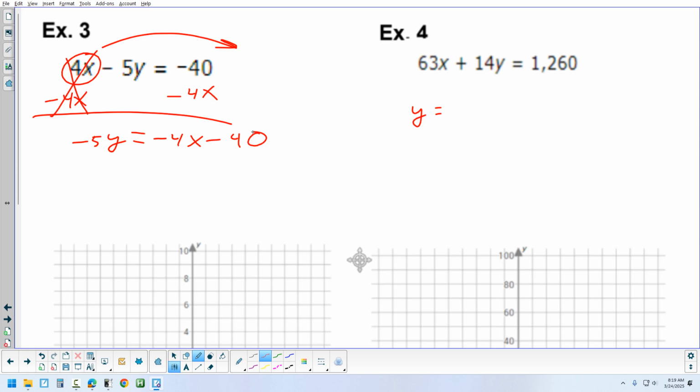Now, negative 40. Is that my y-intercept? What do we think? Isn't the y-intercept always the number that's at the end?